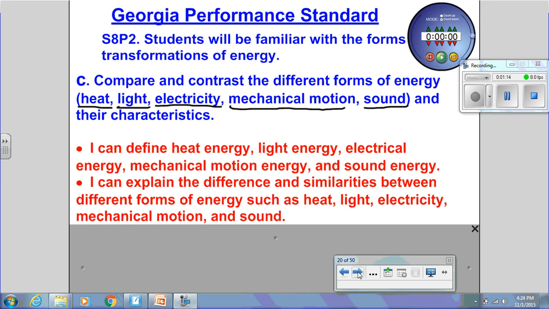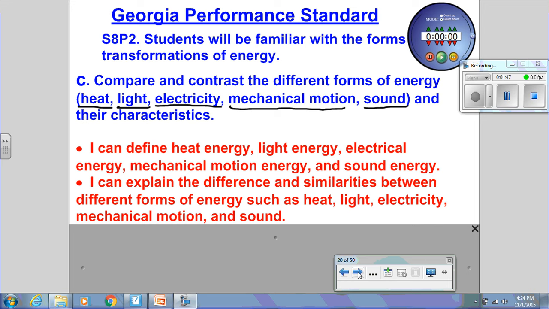First, let's take a look at our learning target that we will be starting to master as we go through this video lesson. Go ahead and take out your energy unit standards and add these two learning targets to your sheet. We are looking at S8P2C, which says compare and contrast the different forms of energy: heat, light, electricity, mechanical motion, sound, and their characteristics. So you're going to be able to compare and contrast the different forms of energy based off of their characteristics.